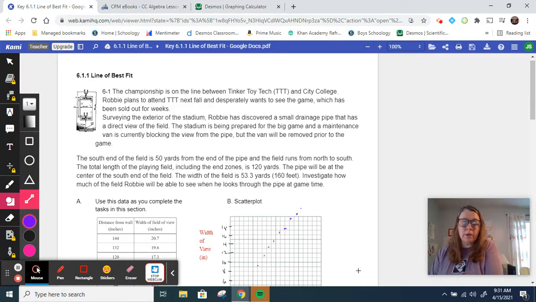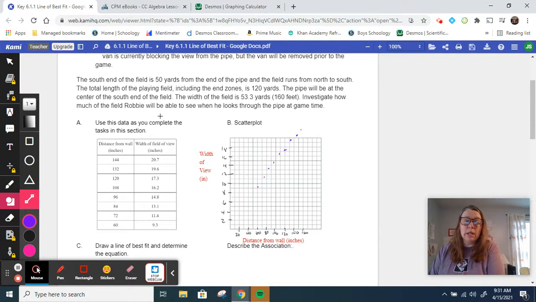The south end of the field is 50 yards from the end of the pipe, and the field runs from north to south. The total length of the playing field, including the end zones, is 120 yards. The pipe will be at the center of the south end of the field. The width of the field is 53.3 yards, about 160 feet. Investigate how much of the field Robbie will be able to see when he looks through the pipe at game time. So here is the data that we are going to use right here.